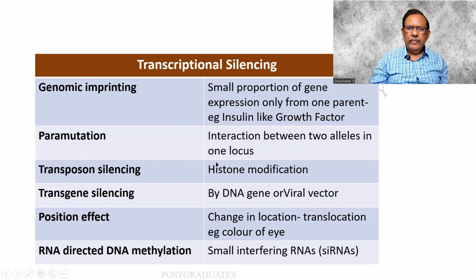Transposon silencing, histone modification. Transgene silencing by the DNA gene or viral vector. You find that there is a silencing. Position effect, change in location. Translocation can lead to even a change in the color of the eye. RNA-directed DNA methylation involves small interfering RNAs. That is why it is called small s, small i. Small interfering RNAs are there. So this is one. If possible, at least the names of them we should remember.